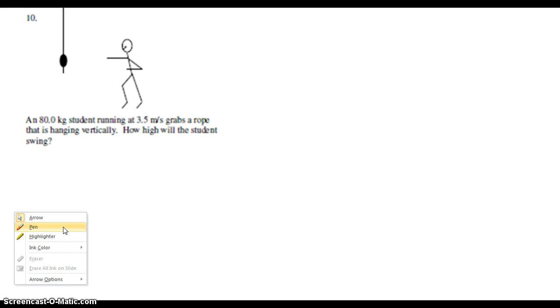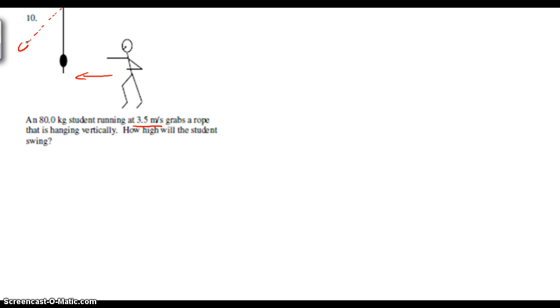In this problem, we have a student running towards a rope at 3.5 meters per second. He hangs on the rope and he swings up and then swings back down. So we want to know how high will the student swing. If we say this is our h equal to 0, how high up does the student swing?